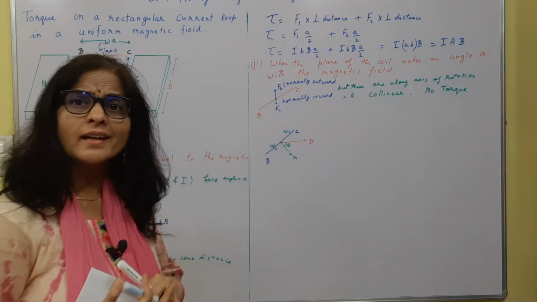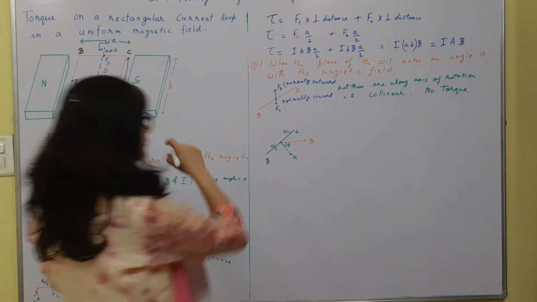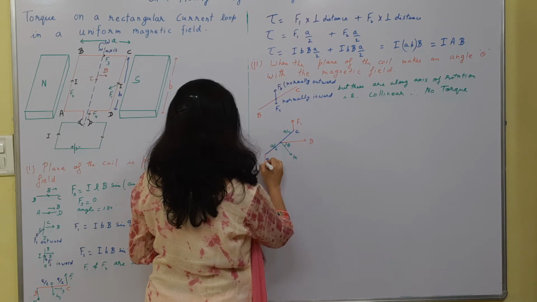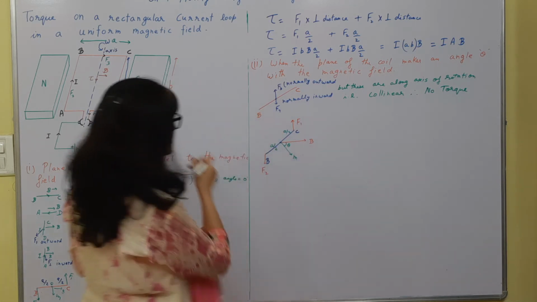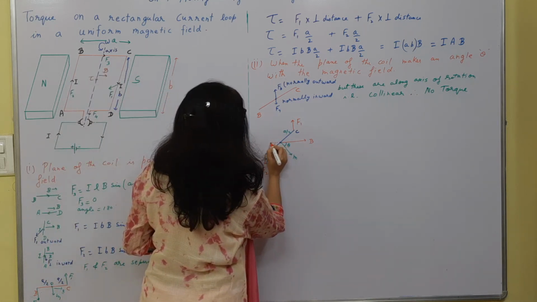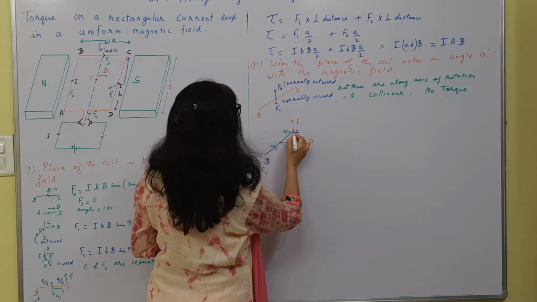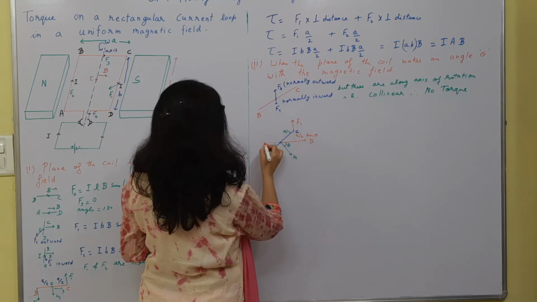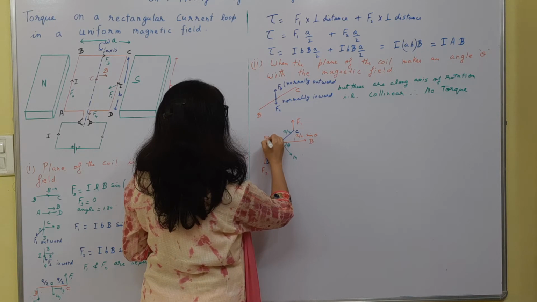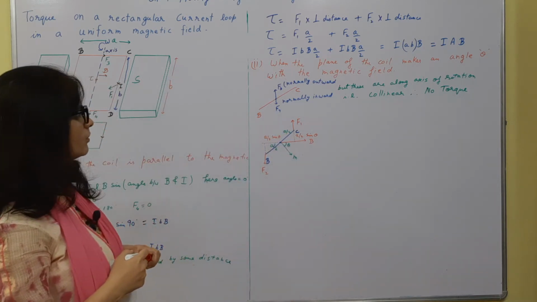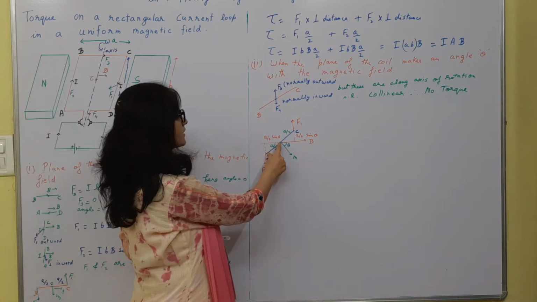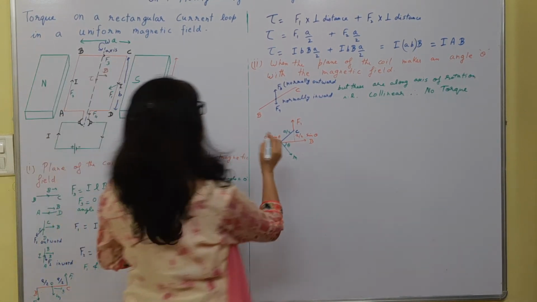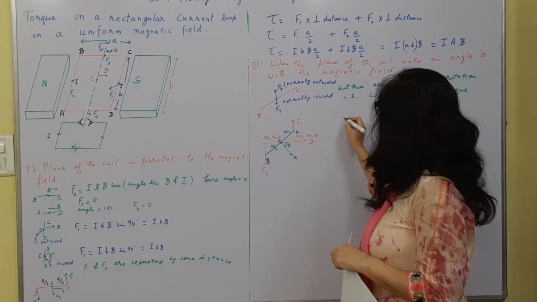But if I am talking about the direction of the forces, in this case the force will be this way and in this case the force will be this way. Now what is the perpendicular distance between the force and the axis of rotation? If you look at this, the perpendicular distance will be A by 2 sine theta, and this perpendicular distance will also be A by 2 sine theta, right? Since the perpendicular distance is now smaller, previously it was A by 2 from point O, but now this is A by 2 sine theta.